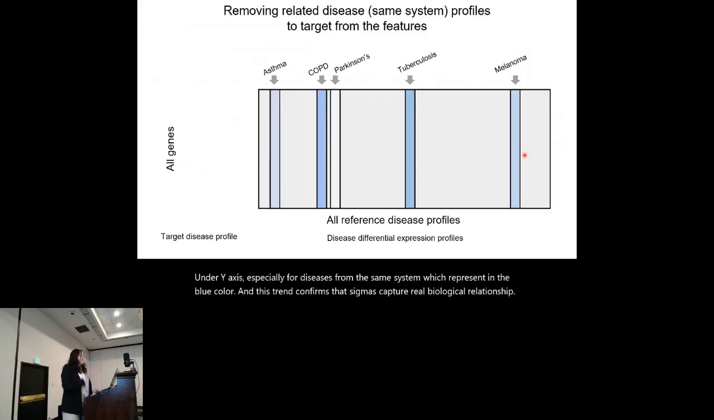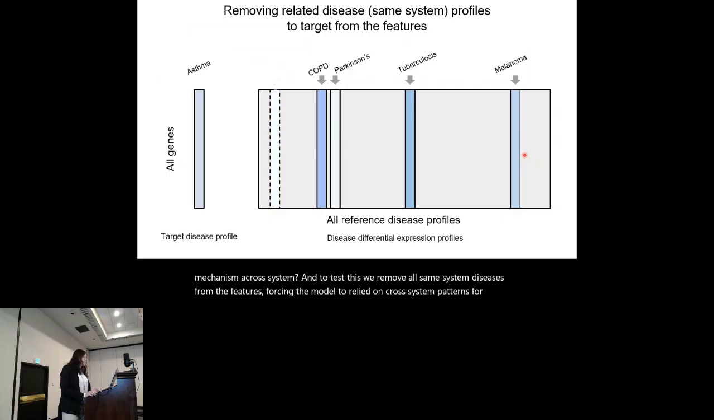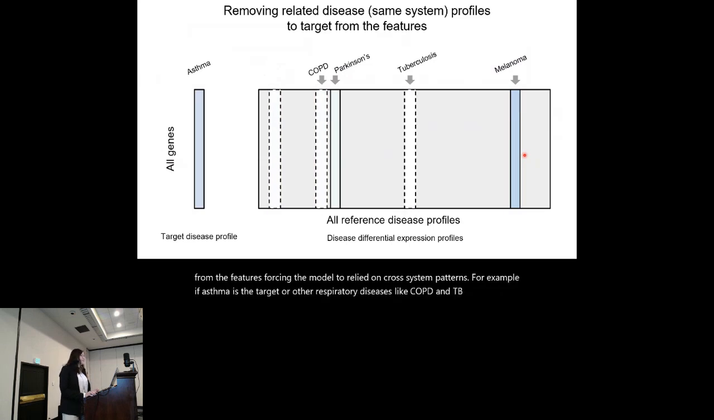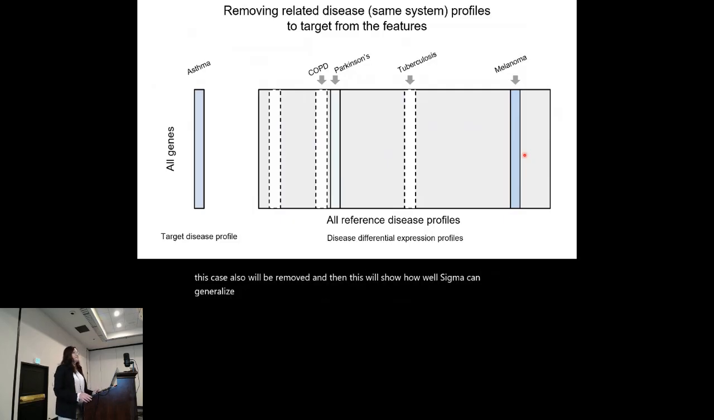But what if same-system diseases are not available? Can SigMatch still find relevant mechanisms across systems? To test this, we remove all same-system diseases from the features, forcing the model to rely on cross-system patterns. For example, if asthma is the target, all other respiratory diseases, like COPD and TB in this case, will also be removed. This will show how well SigMatch can generalize beyond obvious biological similarities.